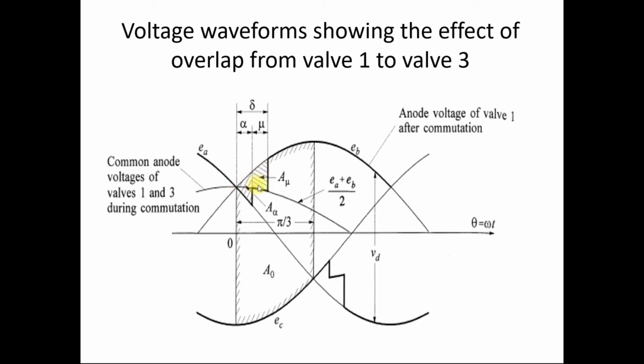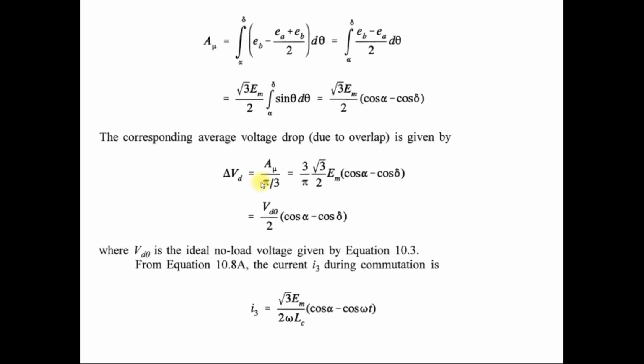So that is nothing but the area under this curve, under this highlighted part, divided by the duration in which this voltage is reduced. In every 60 degrees this commutation happens. So at every 60 degrees this much voltage is reduced. So the average voltage drop at every commutation is nothing but this area A nu divided by pi by 3. So you can see that the voltage drop delta VD is equal to this area A nu divided by pi by 3, the duration in which this voltage is reduced.